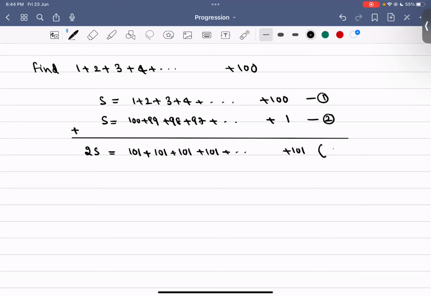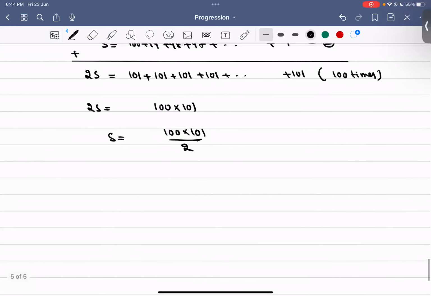So 2S equals 101 added 100 times, which means 100 into 101. That is, S equals 100 into 101 by 2. 2 goes into 100 fifty times, so S equals 50 into 101. So what is 101 into 50?